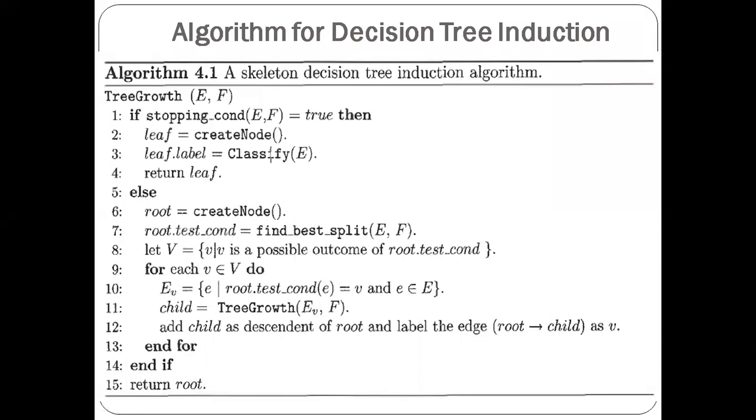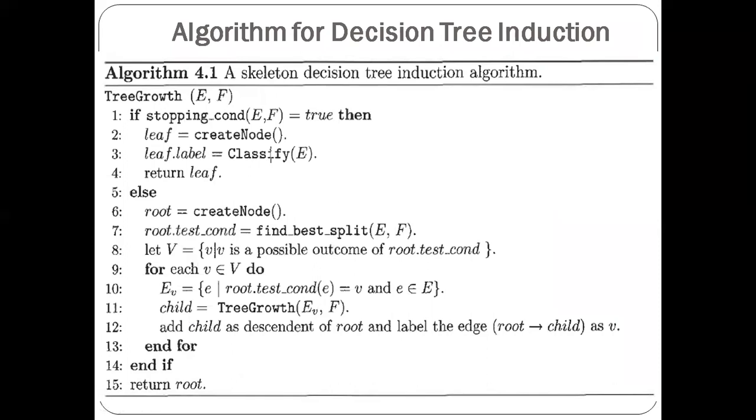So again, in order to choose the next test condition, or in order to stop the tree growing process, we need to call the function TreeGrowth. The parameters here are the set of records that belong to this attribute value v, so E_v will be passed, and F is the attribute set. Then we will be creating a child node here.